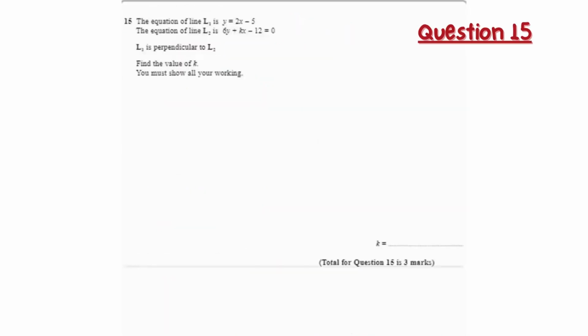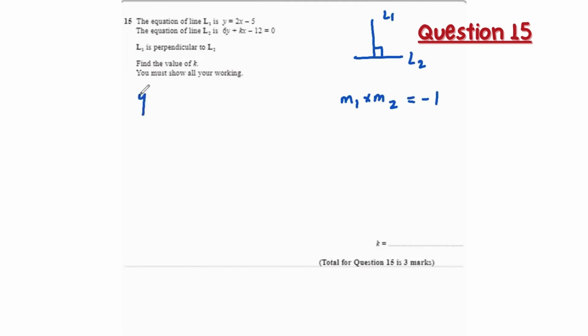Question 15, it says the equation of line L1 is y equals 2x minus 5. The equation of L2 is 6y plus kx minus 12 equals 0. Line 1 is perpendicular to line 2, which means the angle at the intersection is 90 degrees. This is line 1, this is line 2. Find the value of k. So a condition for perpendicular lines is that the product of their gradients equals -1.